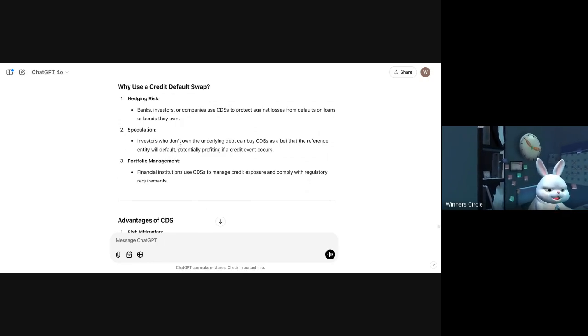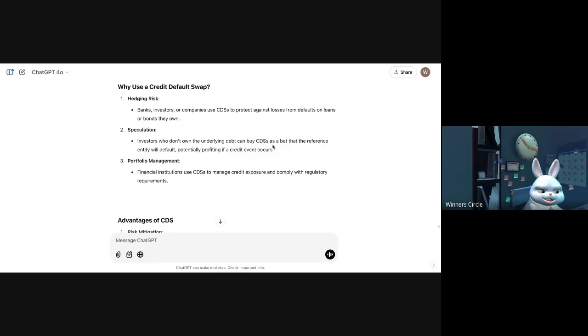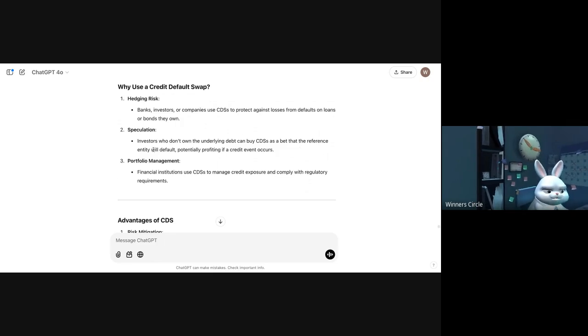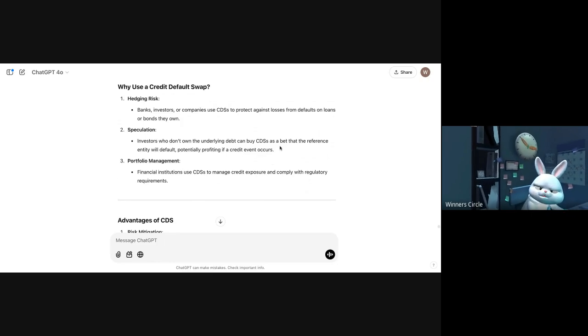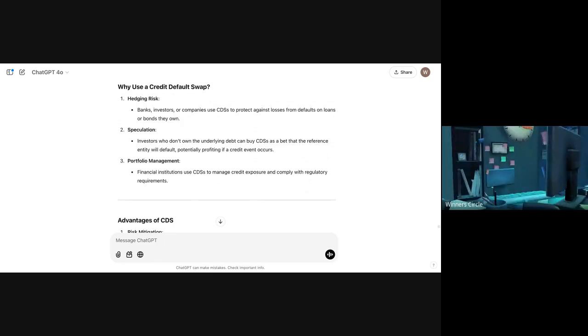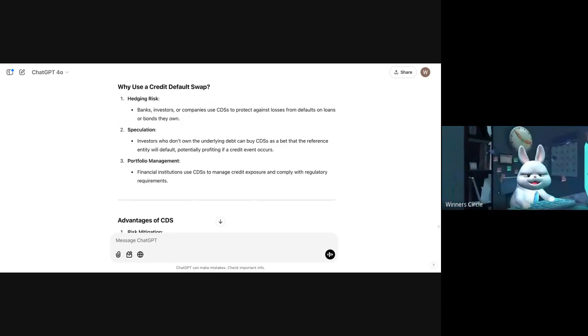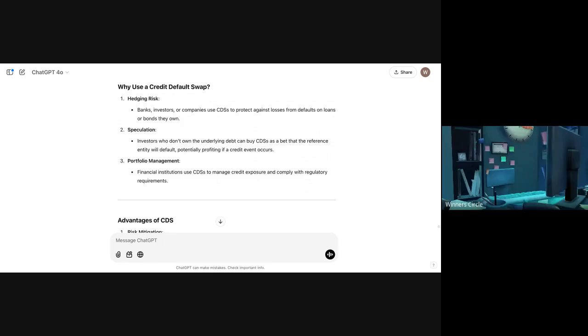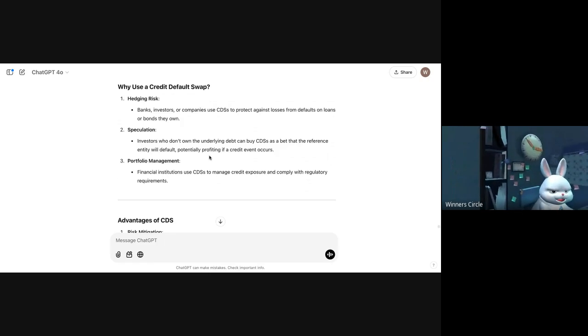Speculation. Investors who don't own the underlying debt can buy CDSs as a bet that the reference entity will default, potentially profiting if the credit event occurs. So, do you understand what's going on when you buy a loan? Do you know that they're betting against you? They're selling a put option on you and you don't even know. They're selling a put option on you and they're betting that you're not going to figure it out.